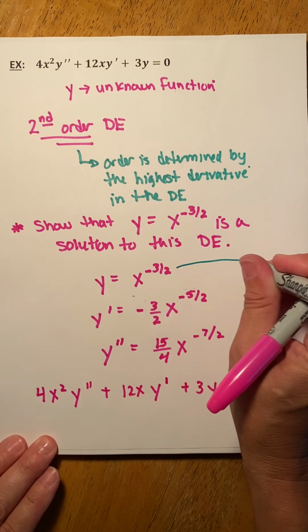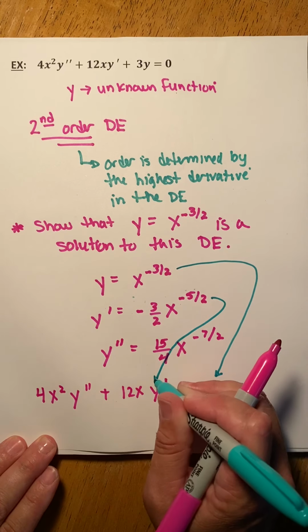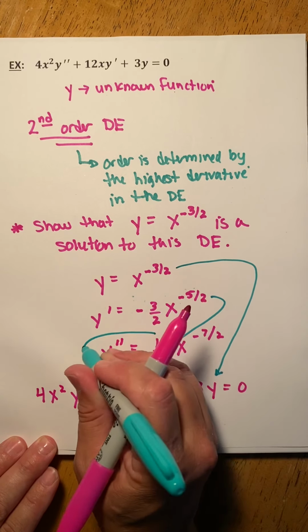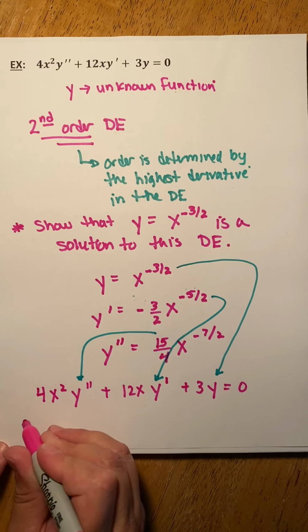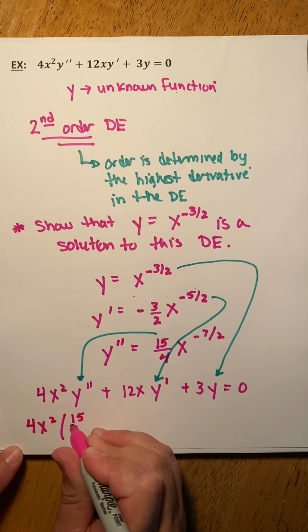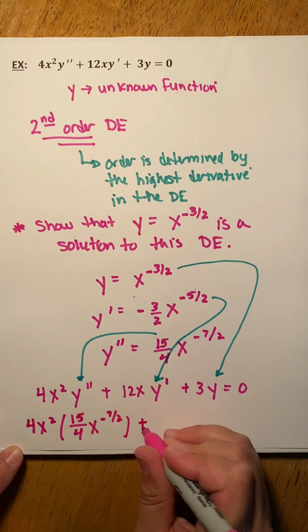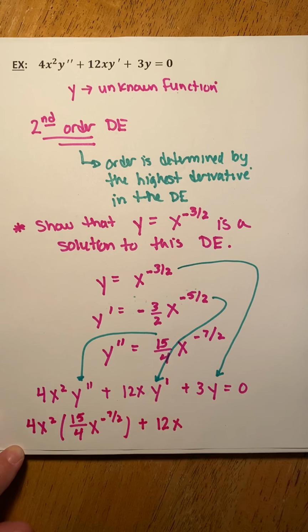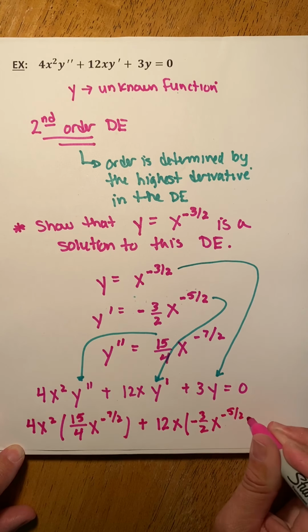So we're going to put y in right here. We're going to put y prime in right here. And then we're going to put y double prime in right here and then make sure that it balances out. Right, so we have 4x squared times y double prime, which is 15/4 x to the negative 7/2, plus 12x, and then y prime is negative 3/2 x to the negative 5/2.